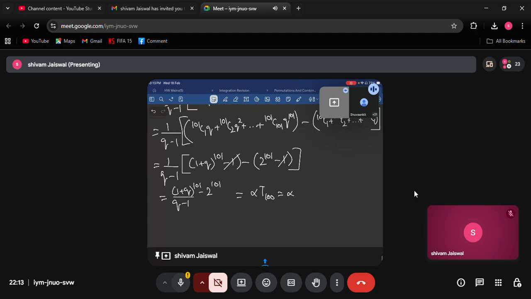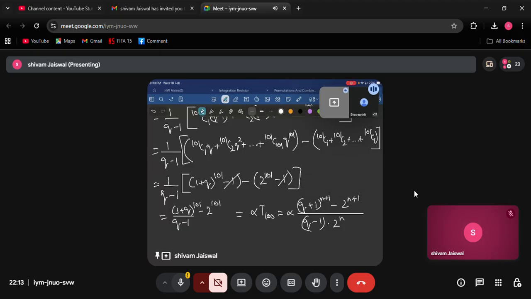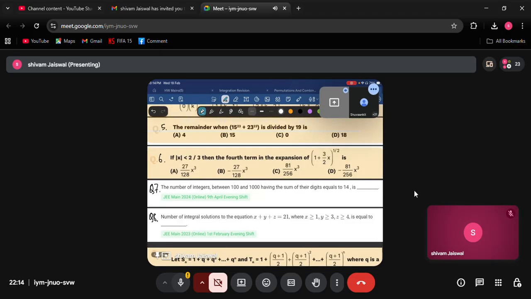See, this kind of question can come in mains. So T100 will be equal to (q plus 1) whole to the power 101 minus 2 to the power 101 divided by (q minus 1) over here 2 to the power 100. Can you see that this term and this whole thing get cancelled? Right, tell me, Shwankit. Yes. So what is the value of alpha? Alpha is equal to 2 to the power 100. Tell me, Shwankit, is it clear? Yes, sir. Clear. So hence the answer is option D.